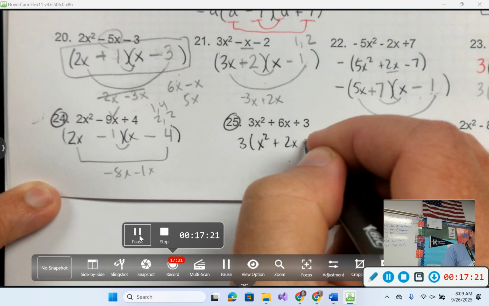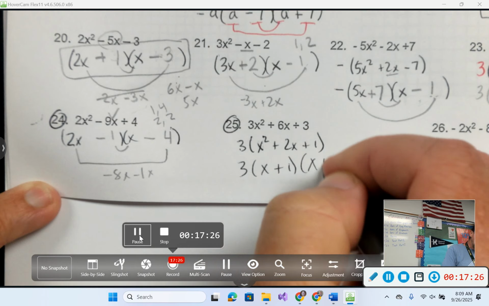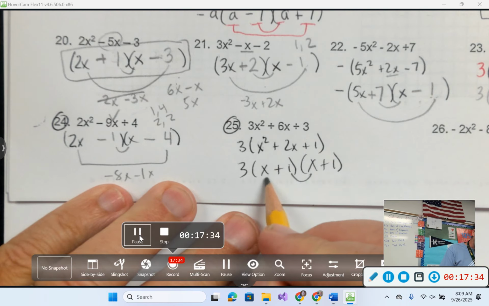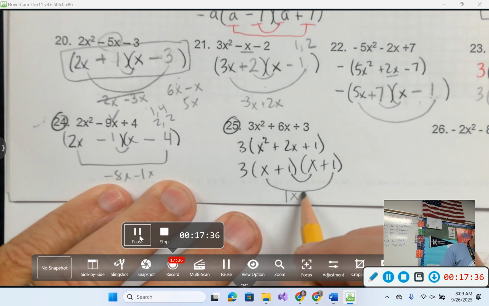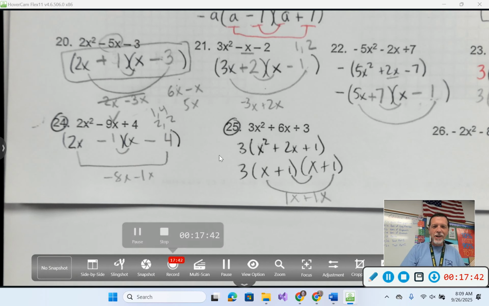25, I can factor out a 3. And then it gets weird. It gets weird. Yes. 1 times 1 is 1. 1 plus 1 is 2. But how do you get 2x? Because when I do my double smiley face, I get 1x plus 1x. Never mind. That's okay. That's why we're here. That's why we're practicing.